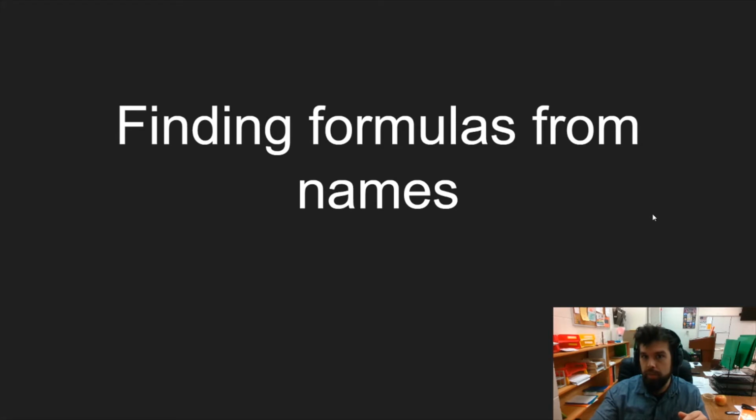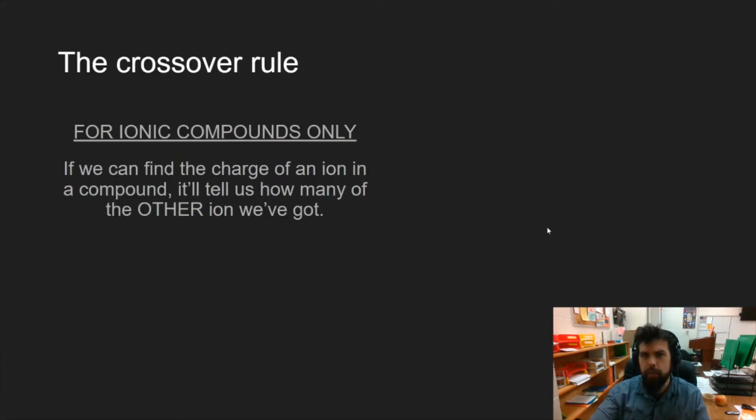To begin with, though, for ionic compounds, we've got this super helpful thing called the crossover rule. It's for ionic compounds only, and it states that if we can find the charge of an ion in a compound, it'll tell us how many of the other ion we've got. Let me give you an example.